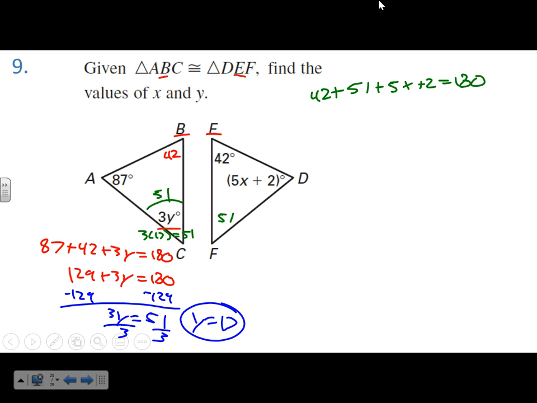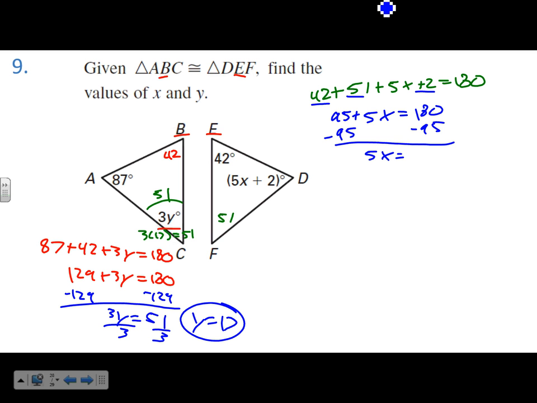You can do it this way. That's completely fine. Your like terms, 42, 51, and 2 is 95. So we have 95 plus 5x is equal to 180. Subtract 95, subtract 95. 5x is equal to 85. Divide both sides by 5. X is equal to 17. So that's one way you could do it.